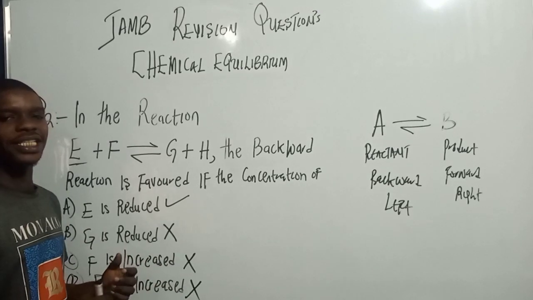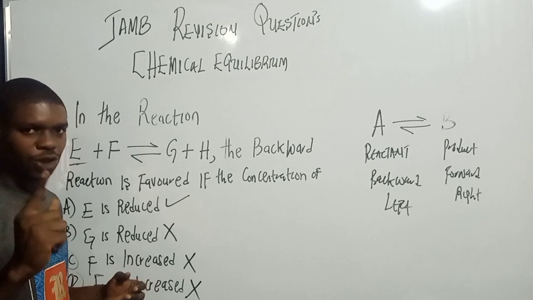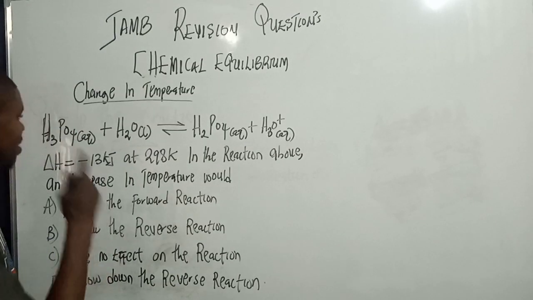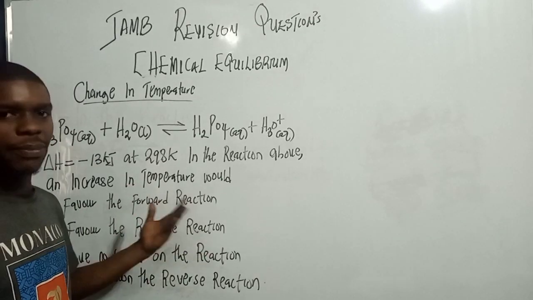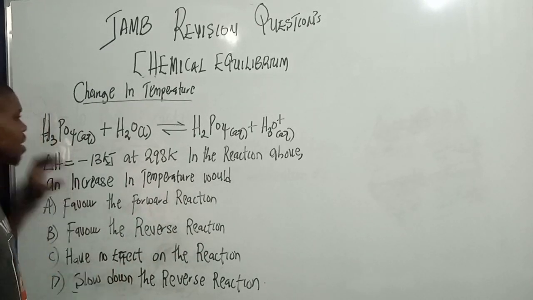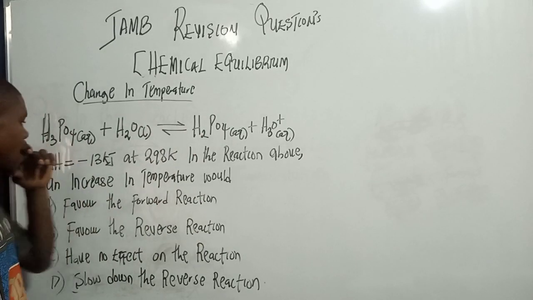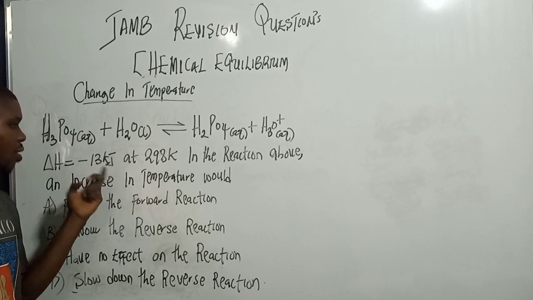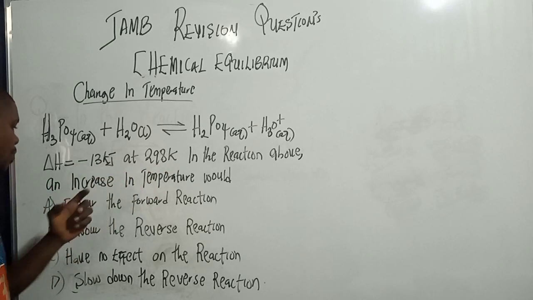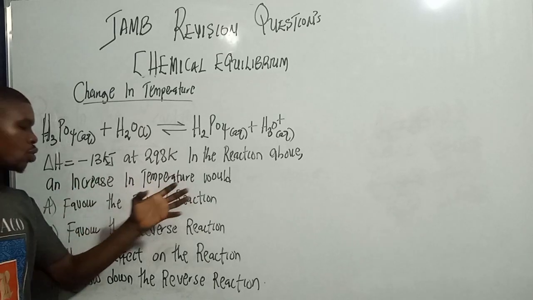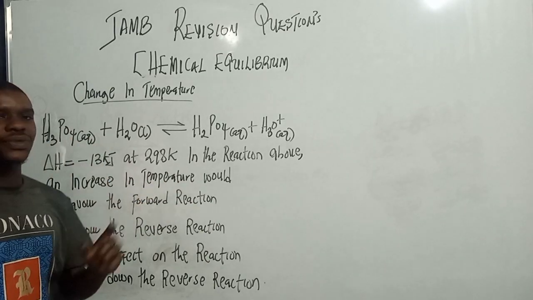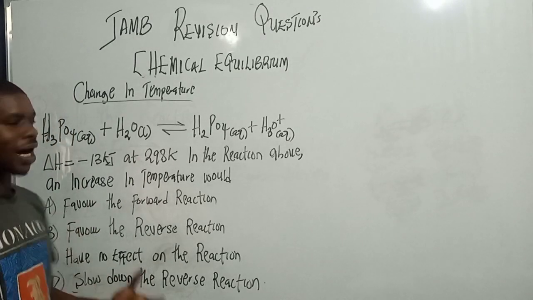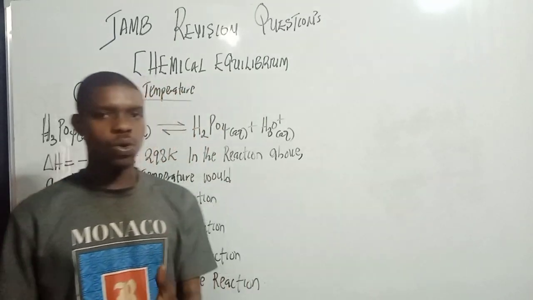Let's move to change in temperature. Let's look at change in temperature. Okay, now let's look at change in temperature. Now this is a regular JAMB question, so you have to pay attention here. Here we have this reaction. Here we have delta H equal to negative 13 kilojoules at 298 Kelvin in the reaction above. An increase in temperature would, so how would an increase in temperature affect this equilibrium system? So I want you to pay close attention.